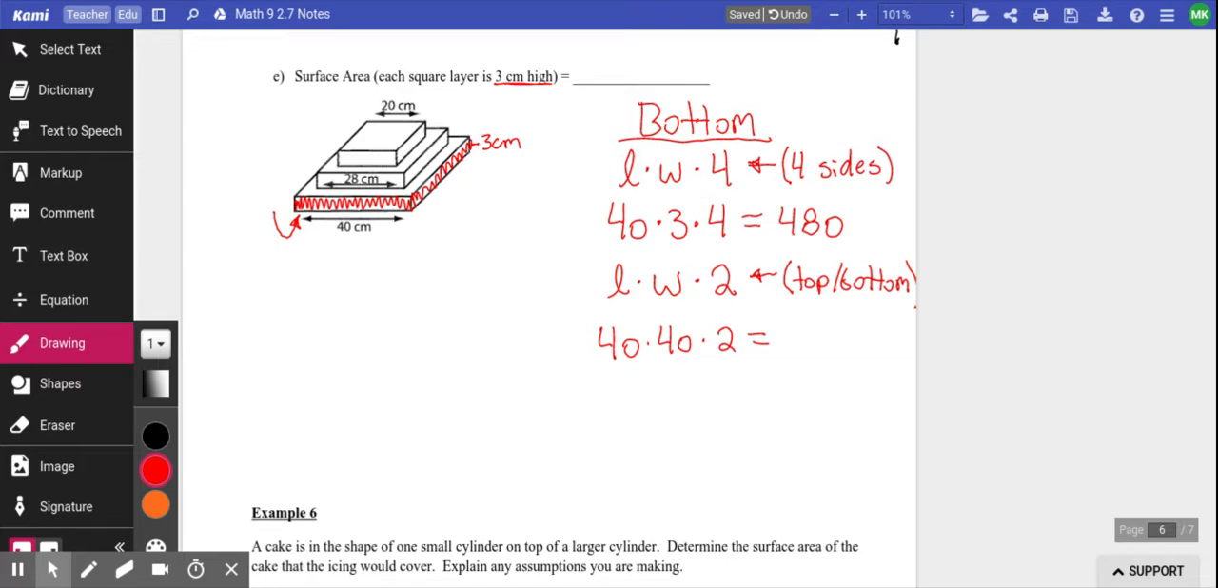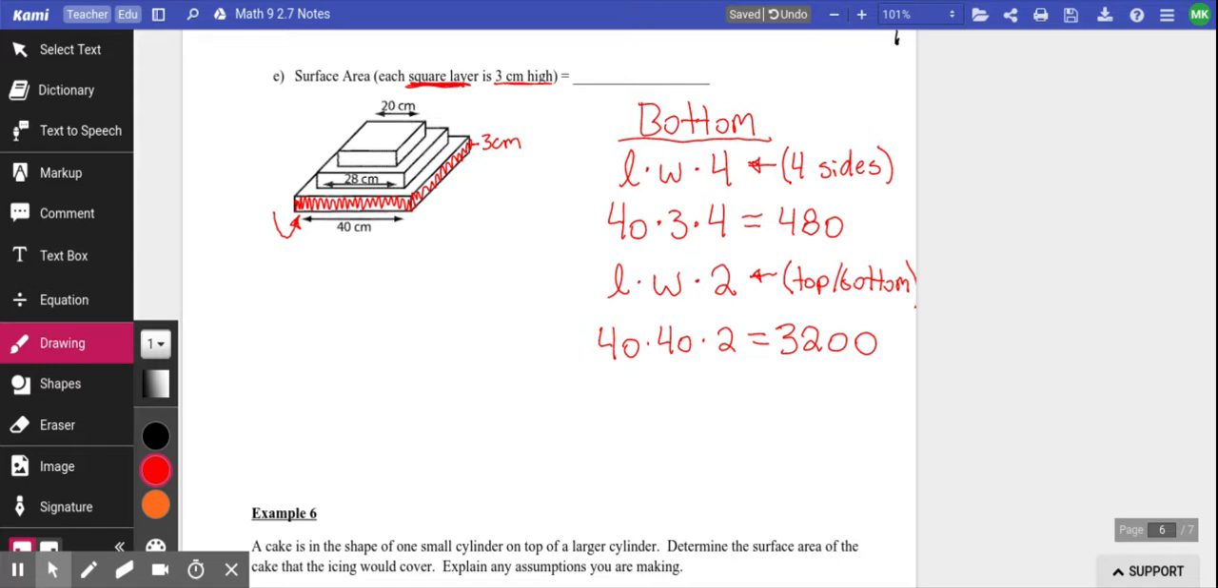It says each square layer in the question. So even though it might not look like it, it did define it as a square for us. Because I agree, it doesn't really look like a square, but it does say each square layer. So we know. It only gives you one measurement, which usually is safe to assume. They should have technically written it out.